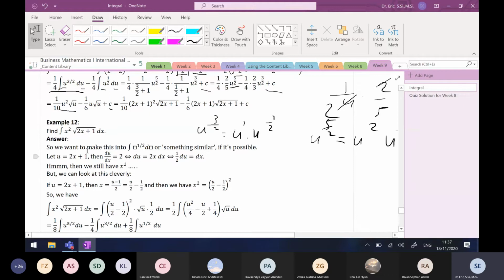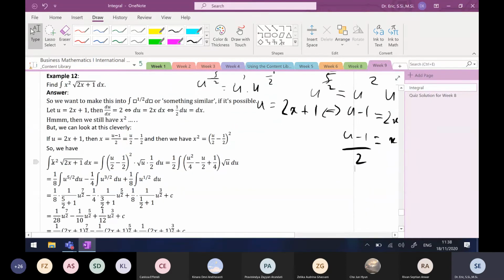Okay, then we still have to think about what is x squared. We have to change this into u. Okay, yeah? We can look at this cleverly. U equals this. So if you have u equals 2x plus 1, this is u minus 1 equals to 2x. So x should be u minus 1 divided by 2. So you have this one. Okay, yeah? So this is just u divided by 2 minus 1 divided by 2. So you have this. And what is x squared? This squared. So you have u divided by 2 minus 1/2, to the power of 2.